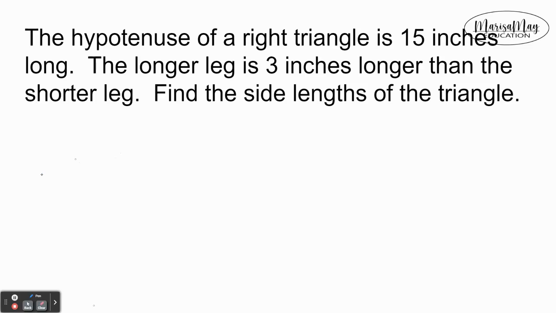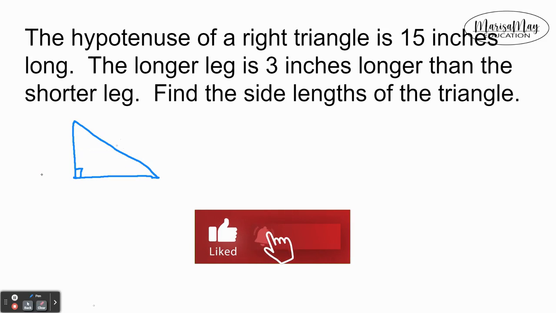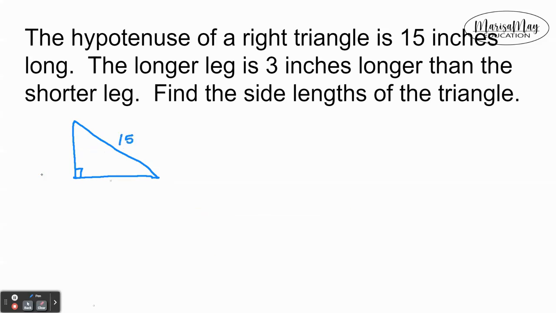Right, in this video, we're going to talk about the hypotenuse of a right triangle being 15 inches. Remember that hypotenuse is a word that means the longest side in a right triangle. So when you use the word hypotenuse, that automatically guarantees you're going to have a right angle, or a 90-degree angle there. And the longest side, we're told, is 15.